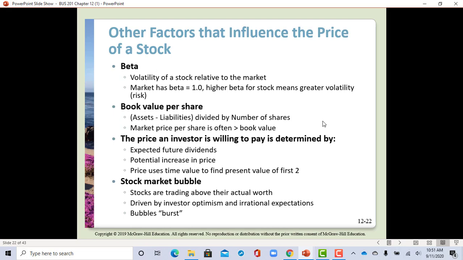Beta. If a market has a beta of 1, that's good. So the higher the beta for a stock is actually bad. So you want 1 or less for the beta. The book value per share, if the market price per share is often more than the book value.